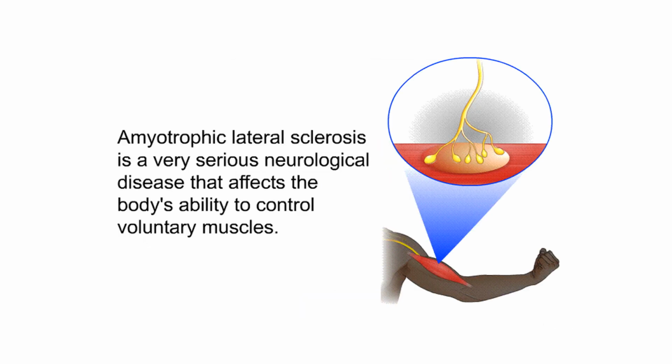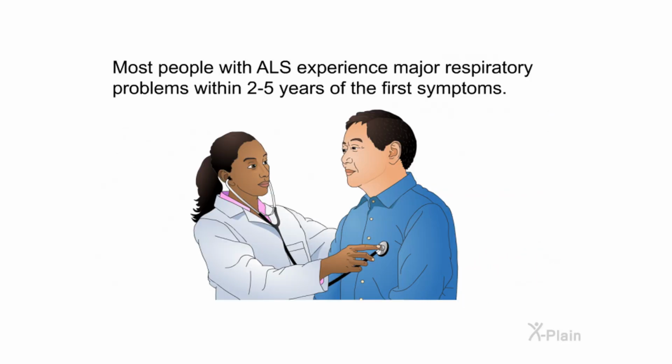Summary. Amyotrophic lateral sclerosis is a very serious neurological disease that affects the body's ability to control voluntary muscles. Most people with ALS experience major respiratory problems within 2 to 5 years of the first symptoms.